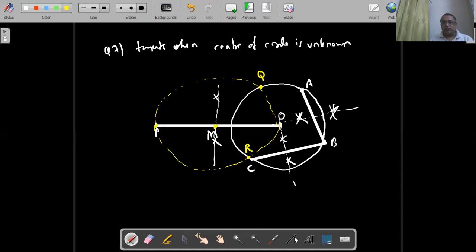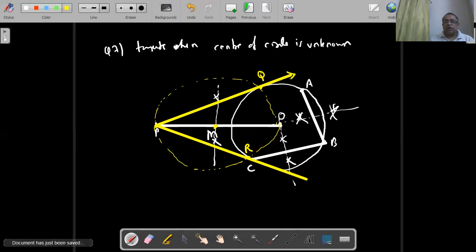And in the next step, what will we do? We'll have to draw the tangent. So you will join P to Q, that's your first tangent. And you're going to join P to R, that's your second tangent. So PQ and PR are your respective tangents. Obviously PQ and PR will be equal in measurement. So these are the required tangents.